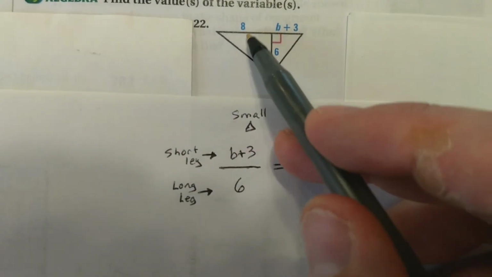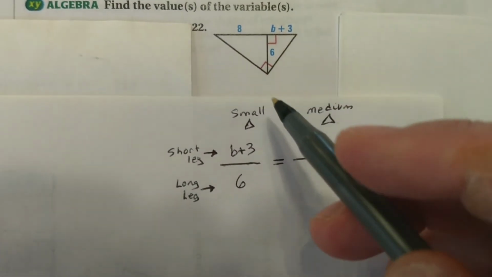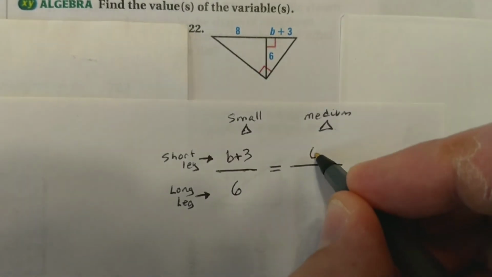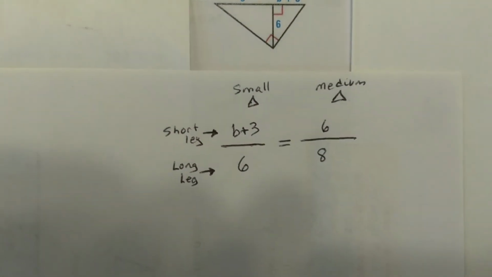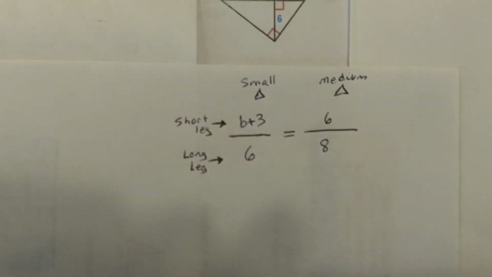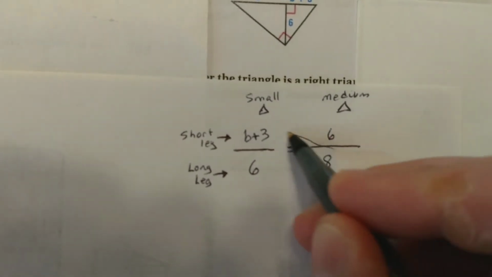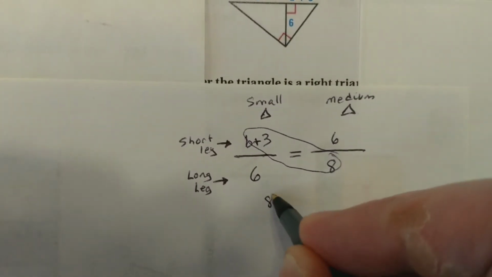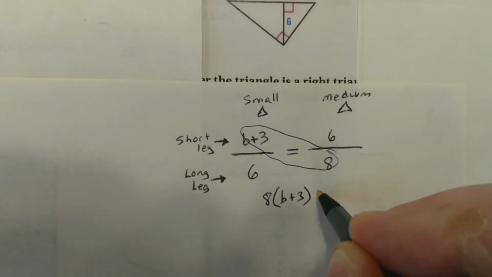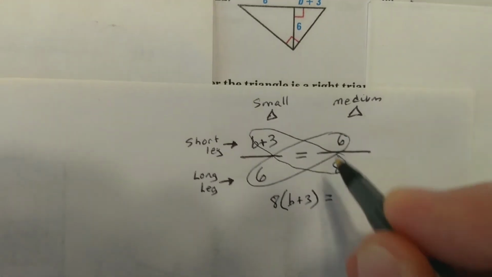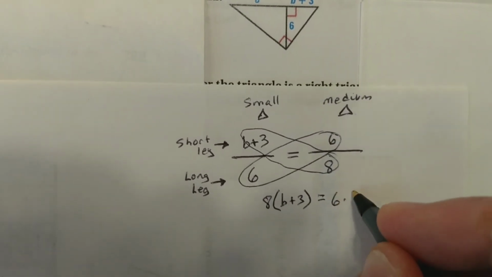And then if I look at the medium triangle, this one over here on the left, I've got a short leg of 6 and a long leg of 8. And that's enough for me to now set up an algebraic equation. So I'd cross multiply and say that 8 times the b plus 3 is the same as 6 times 6.